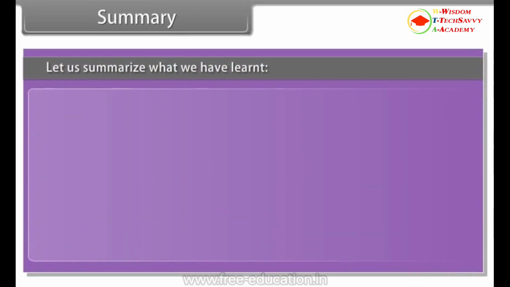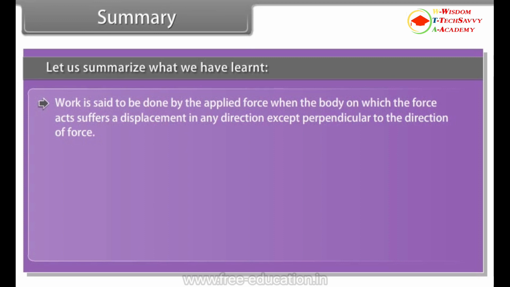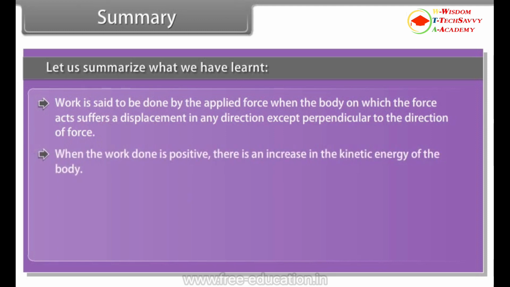Summary. Let us summarize what we have learned. Work is said to be done by the applied forces when the body on which the force acts suffers a displacement in any direction except perpendicular to the direction of force. When the work done is positive, there is an increase in the kinetic energy of the body. Area between the F-s graph and the s-axis gives the work done.